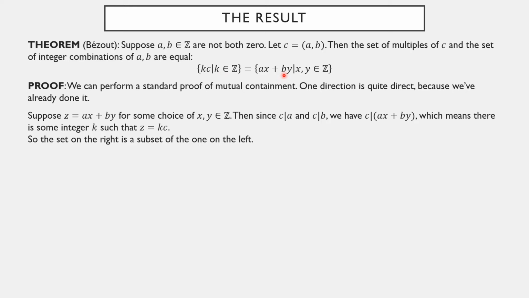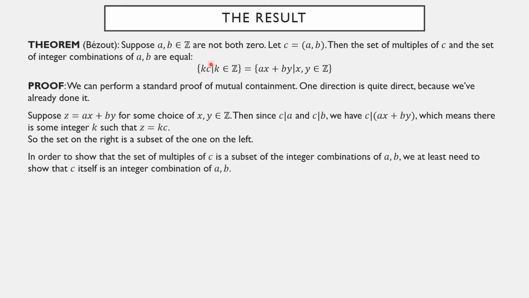So the set of integer combinations of a and b must be a subset of multiples of the GCD, and the proof in that direction of containment was really that straightforward. If a is divisible by c and b is divisible by c, then so is ax plus by, meaning any number of the form ax plus by is a multiple of c. So any number here belongs to this set. The real work is to show that the set on the left is a subset of the one on the right. That will finish the proof that the two are equal.